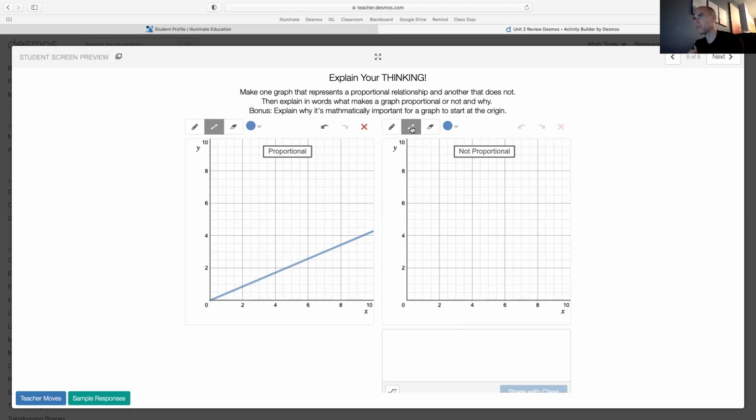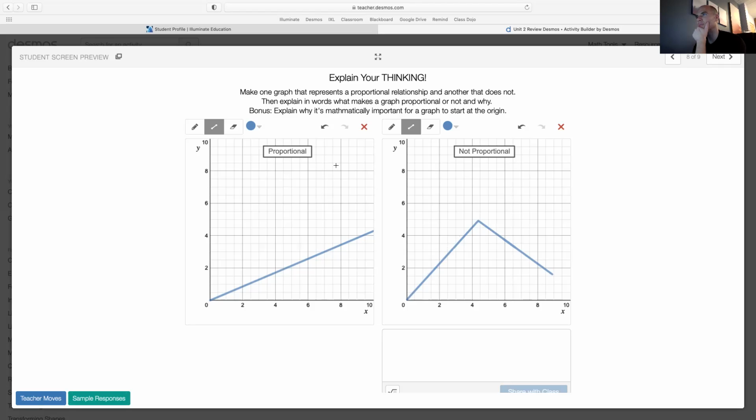All right, now this one, on the other hand, well, I know that if it doesn't touch the origin, it's not proportional. So I could make a line that doesn't touch the origin, but we just saw that on the last question. What if I make this one touch the origin, but I make it not straight? I put a big old jagged corner in there. So now this one's not proportional, even though it does touch the origin.